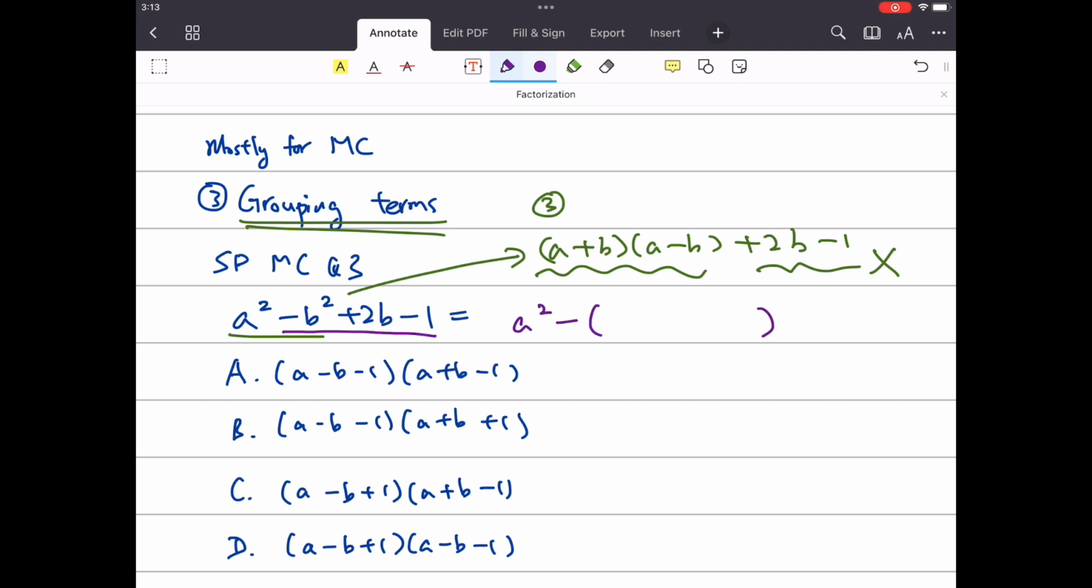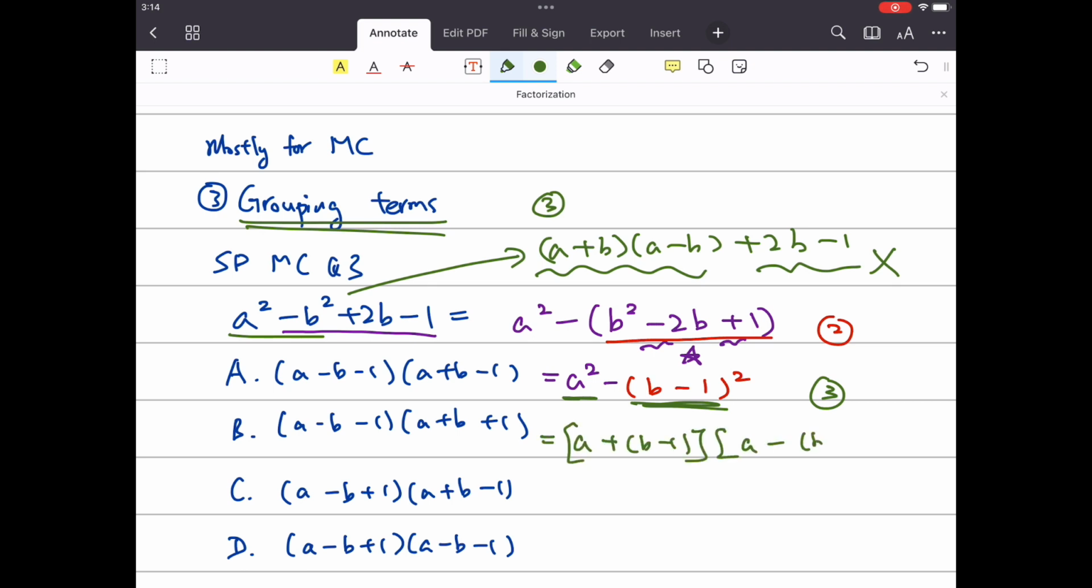We take out the negative sign, and you will get b squared minus 2b plus 1. For this expression, we are able to use the second identity and then factorize it into (b - 1) squared. Now you can make use of the third identity to further factorize it like this. Be aware of the brackets again, otherwise you will get a wrong answer. Now you remove the brackets and be careful of the signs, you will get the final answer, which is option C.